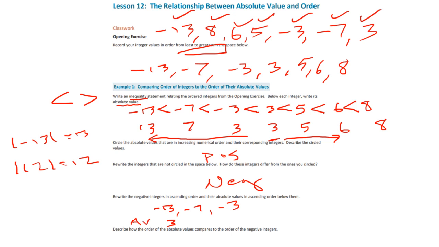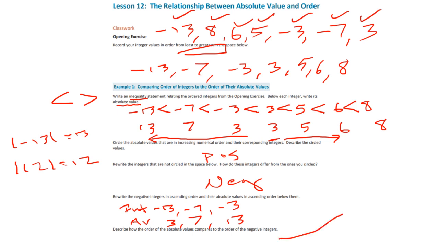This is my absolute value. This is my original integer. So 3 was the first one, 7 is the next one, and 13 is the largest of them with absolute values. And then describe the order of the absolute values and how they compare to the negative integers.